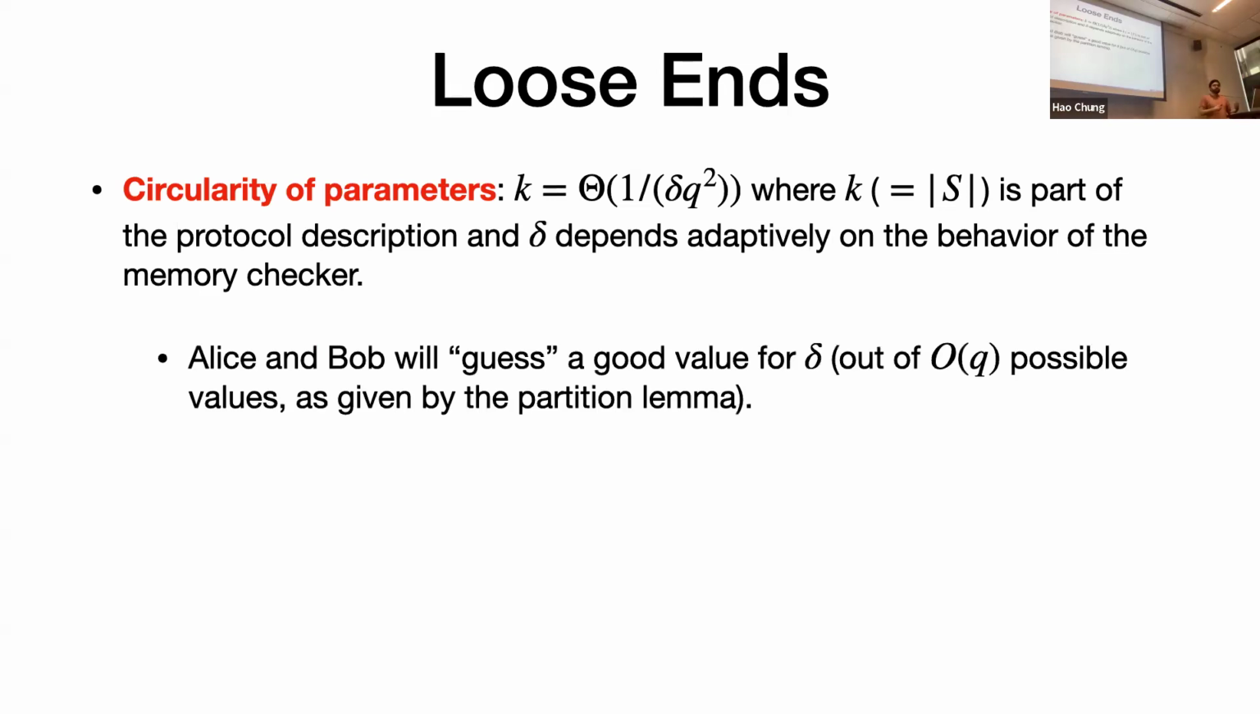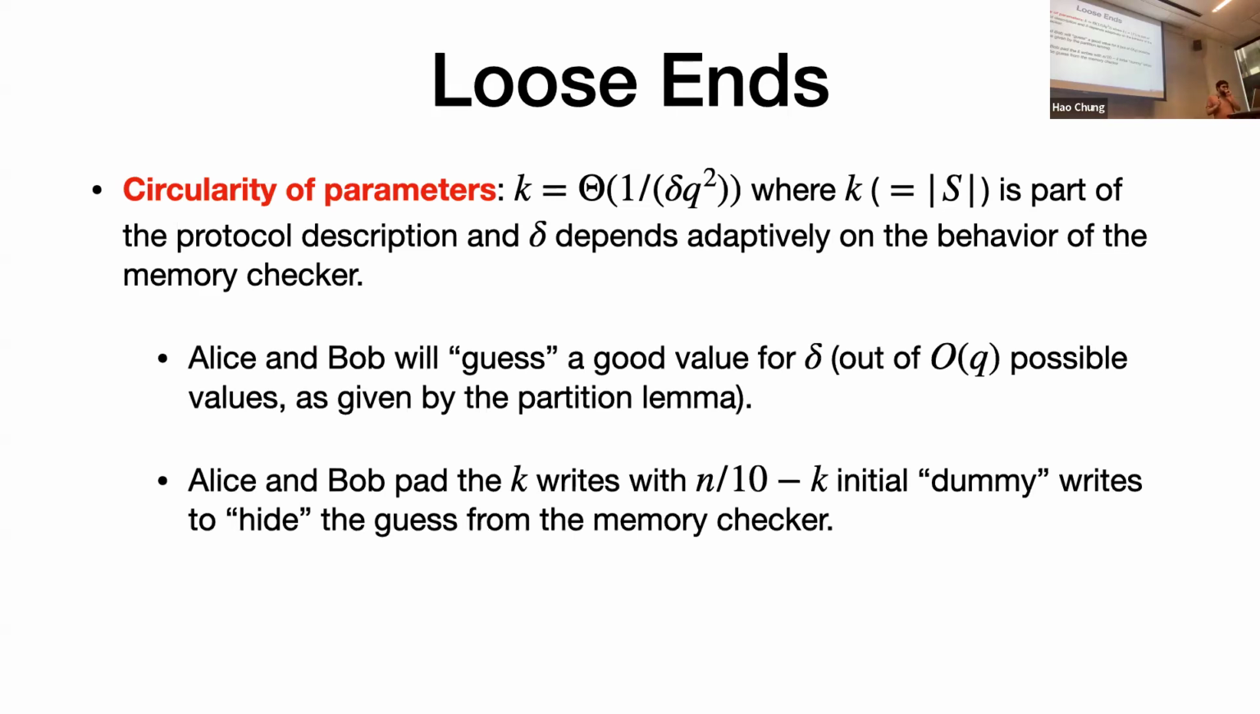The way we get around this is that Alice and Bob are going to guess a good value of delta. And thankfully, by our proof of the partition lemma, there are only going to be about q possible values of delta, one of which will be fine. And so we're going to have a guess at this value. And more than that, Alice and Bob are going to pad these k writes with some initial writes that don't matter at all. And so there will always be n over 10 writes to the memory checker. And so the memory checker has no idea what your actual guess for k is, and therefore it can't adaptively change its behavior depending on how many writes k there are.